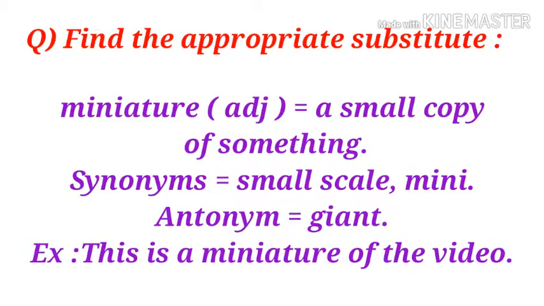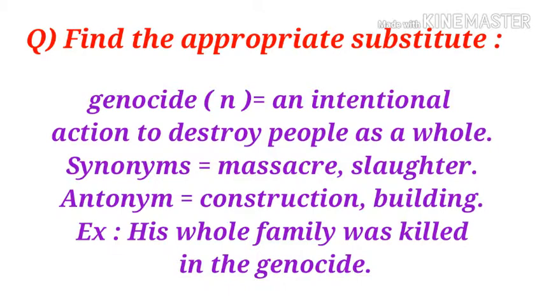The third option is genocide. Genocide is a noun, which means an intentional action to destroy people as a whole. Okay, this is a very important word and we should know this meaning. It is an intentional action to destroy people as a whole. That means this word is mostly used by terrorists. This is a very common word for them, and in the newspaper also we find this word most of the time. So this is the meaning of the word. I hope you have understood it. Its synonyms are massacre, slaughter, and its antonyms are construction, building. So it means an intentional aim to destroy people in public. This is known as genocide.